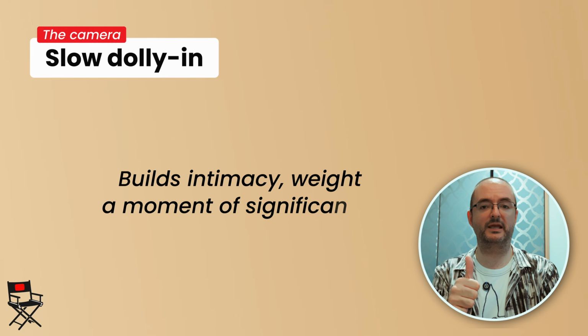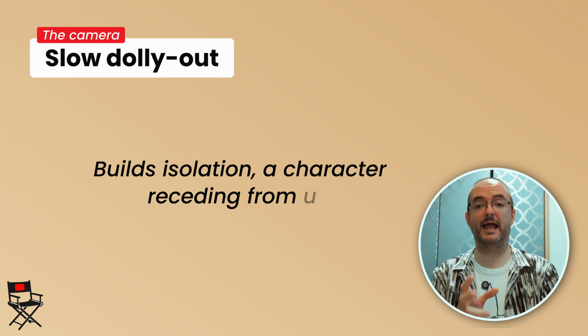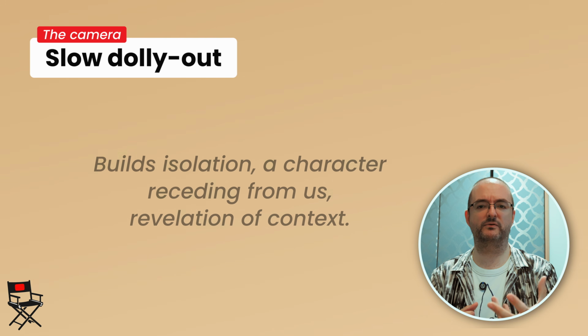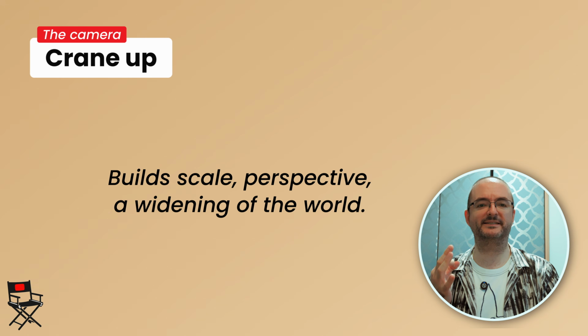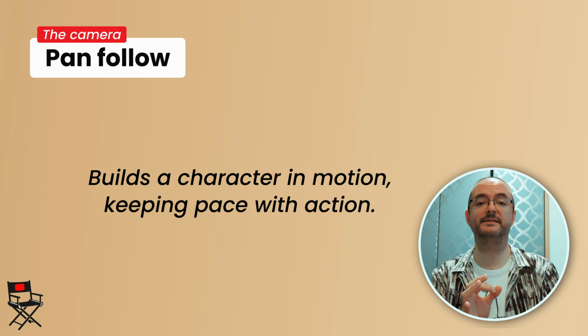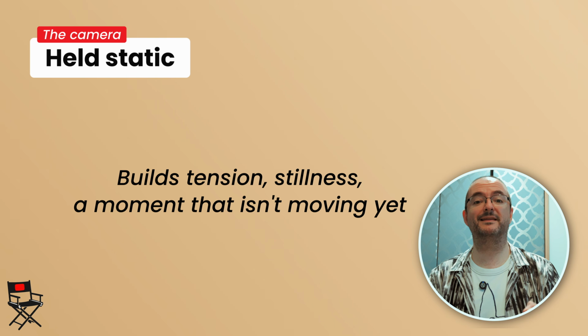Here's a quick reference for the camera moves I use most often in narrative filmmaking. Slow dolly in: intimacy, weight, a moment of significance. Slow dolly out: isolation, a character receding from us, revelation of context. Crane up: scale, perspective, a widening of the world. Pan follow: a character in motion, keeping pace with action. Held static: tension, stillness, a moment that isn't moving yet.